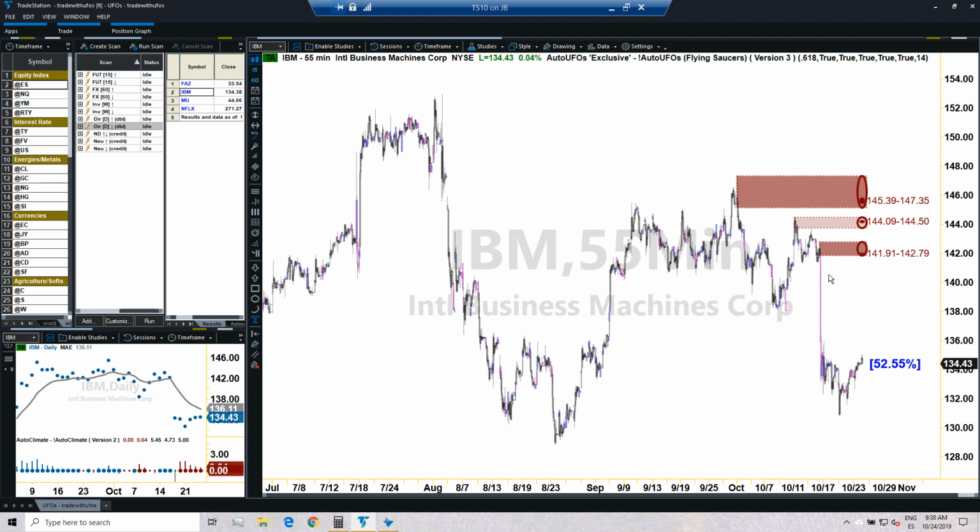So we got good probabilities with pre and post market data for IBM. Unfortunately, the average is around 136, and we got no UFO around 136, so IBM is not a good one. What about Micron?